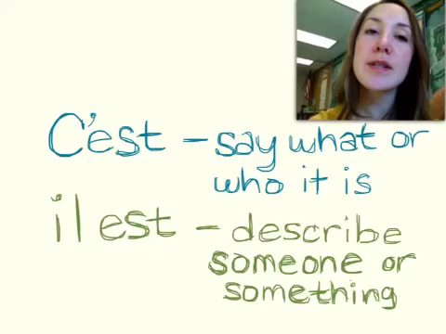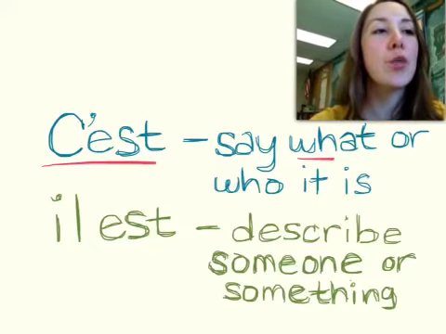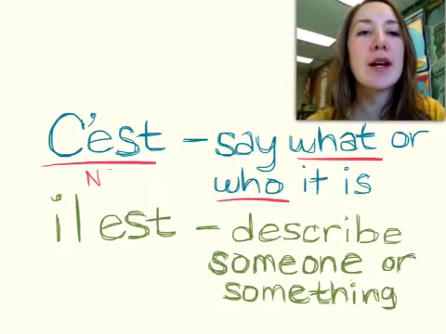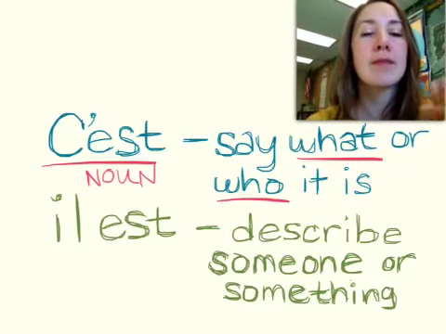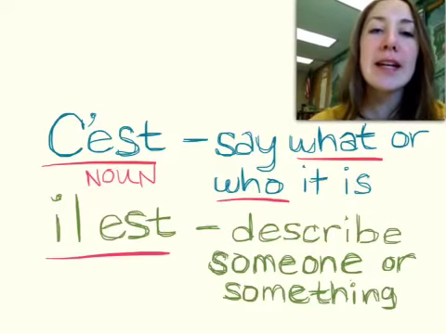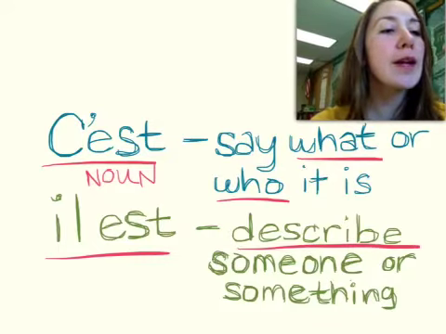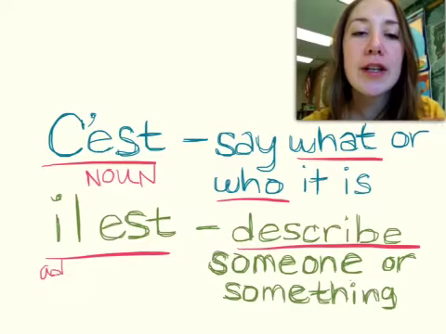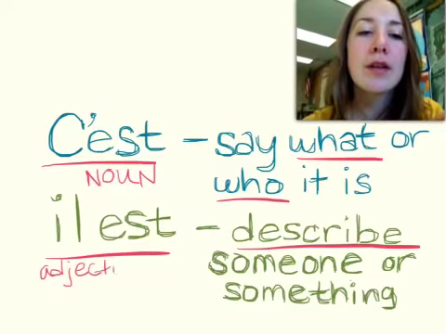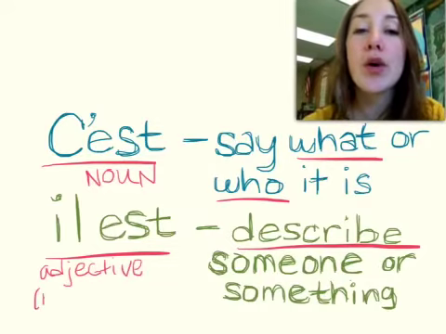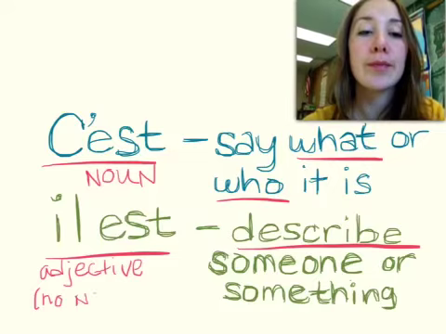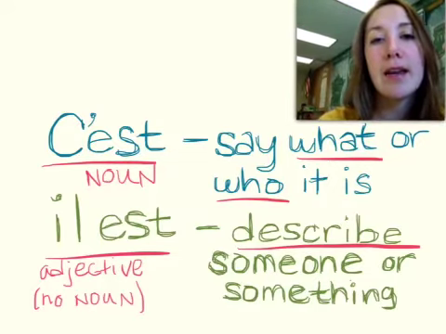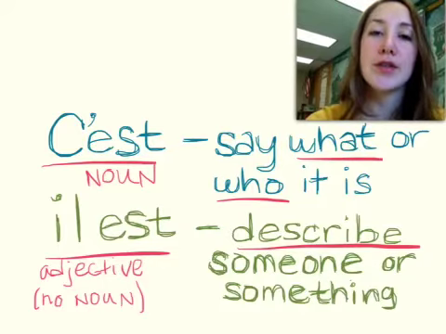So when we use c'est, we're saying what or who it is, and that will mean that we'll use a noun. And when we're using il est, we're describing someone or something. So we'll be using an adjective, and there will be no noun. There will be no noun when we use il est, elle est, or ils sont, elles sont.